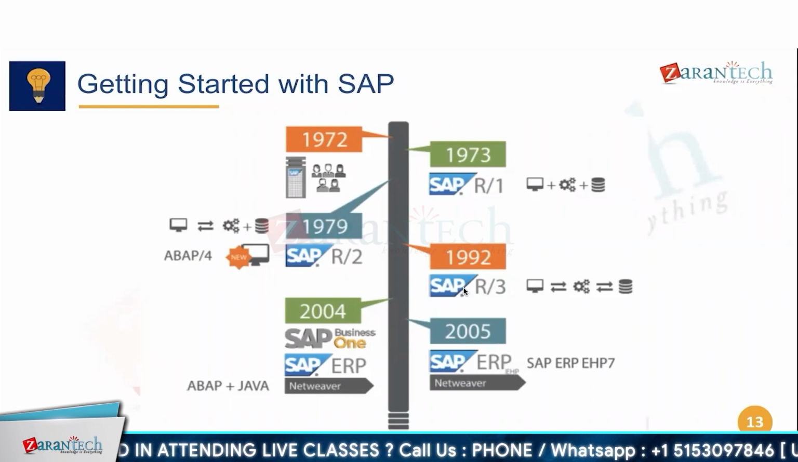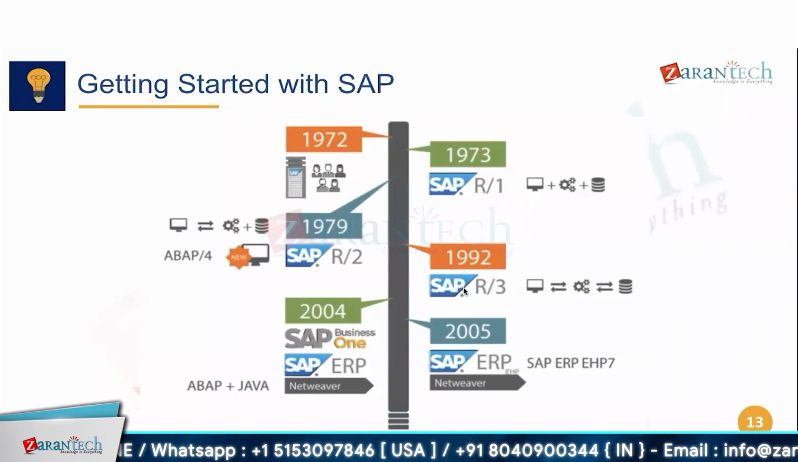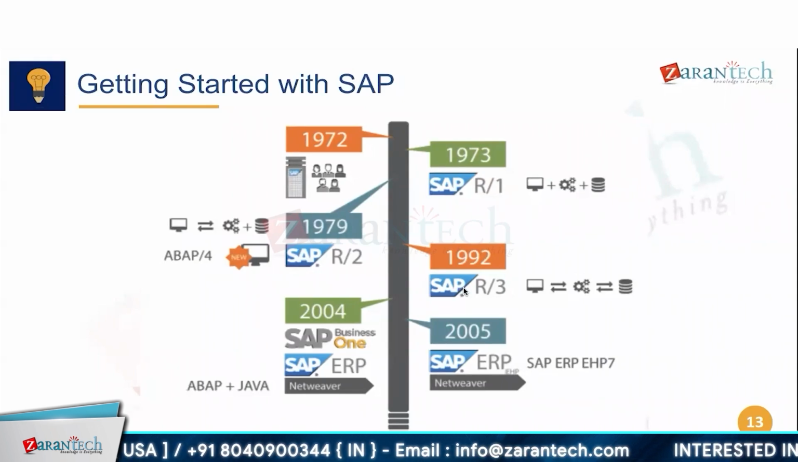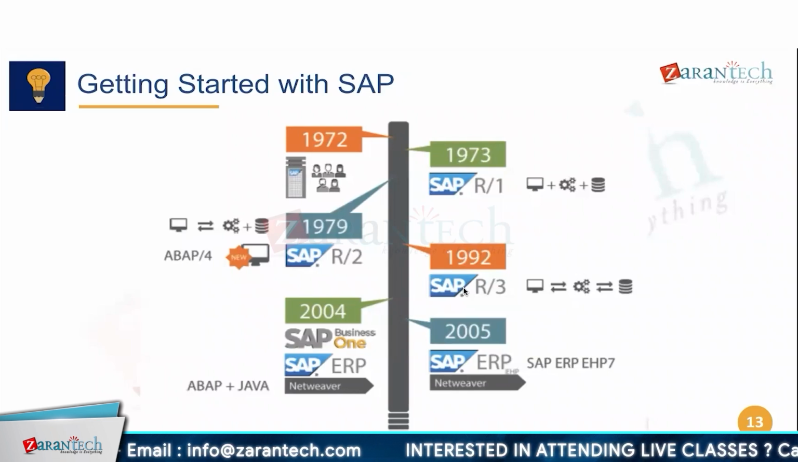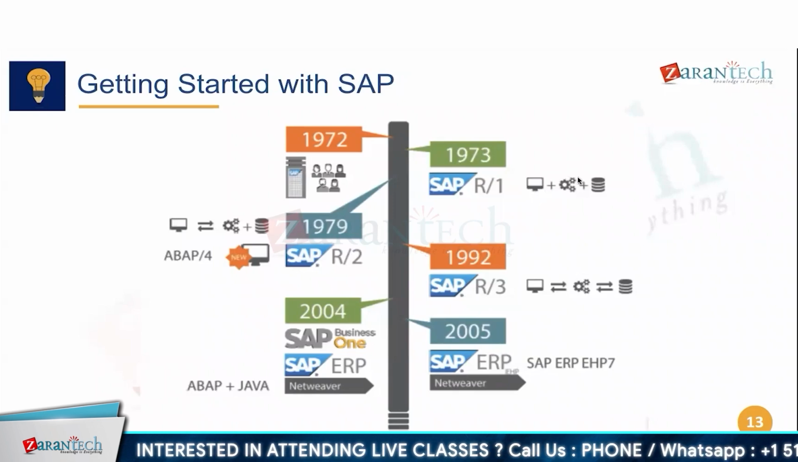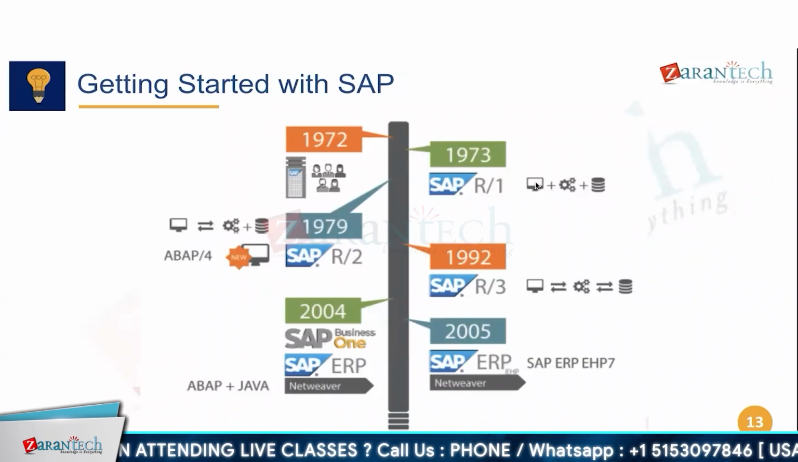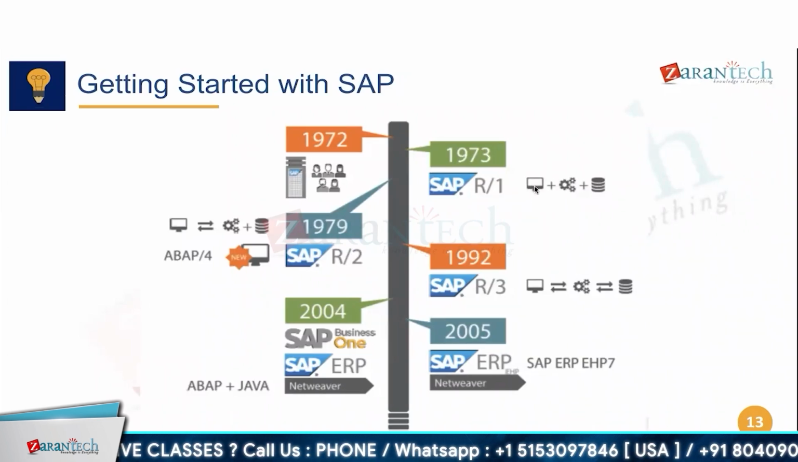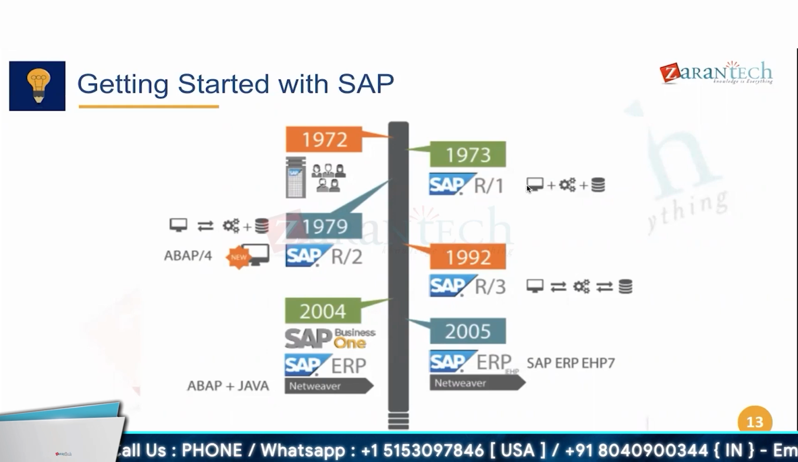So R1 means one tier, TIER. Then R2 is real-time 2-tier, and R3 is real-time 3-tier. What we have in the market now is R3. I will explain the tier 1, tier 2, tier 3 architecture. Simply, one tier means presentation, application, and the database reside on the same host or the same server.